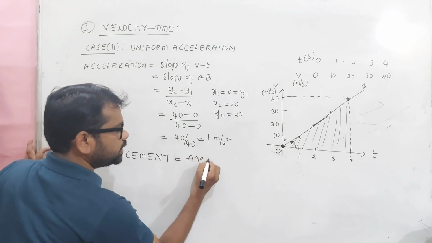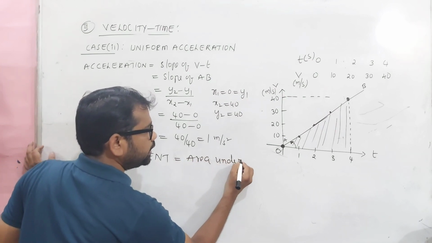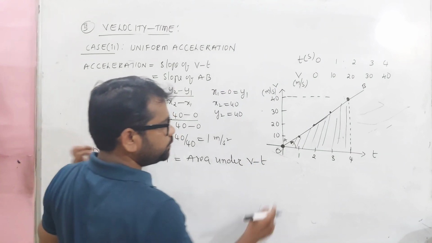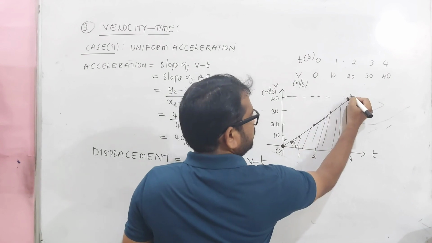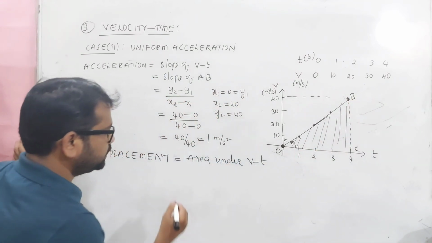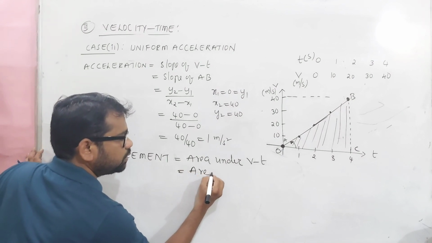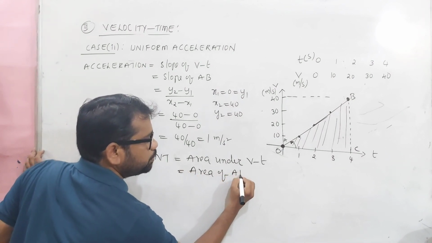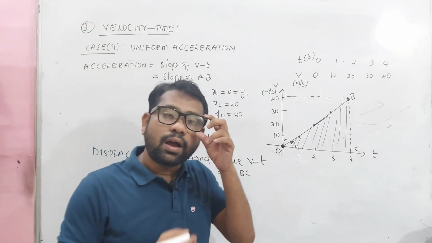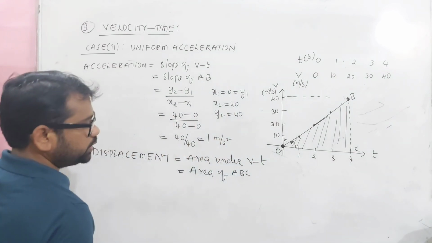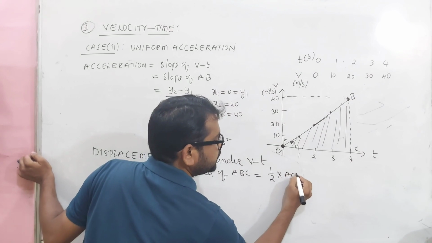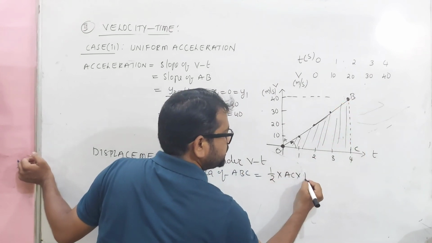Area under the velocity time graph. Let us name it A, B, C. So ABC is a triangle, then we need to calculate the area of the triangle, that is area of ABC. Children, we know how to calculate the area of a triangle: half into base into height. So here it is half into base, which is AC, into height, which is BC.